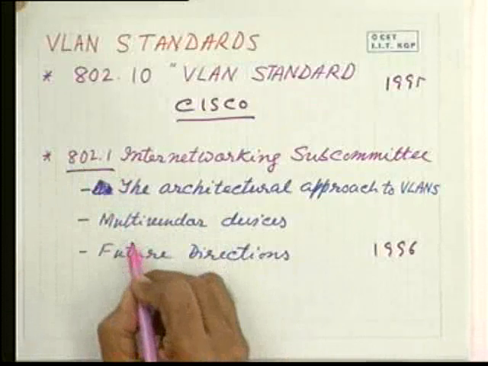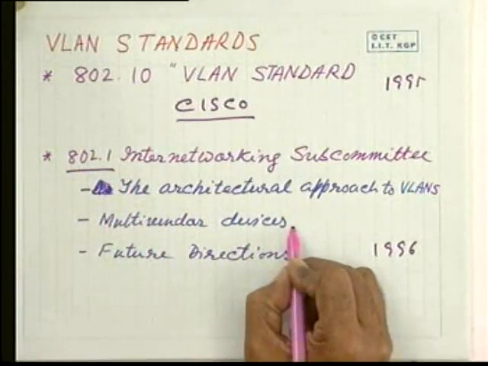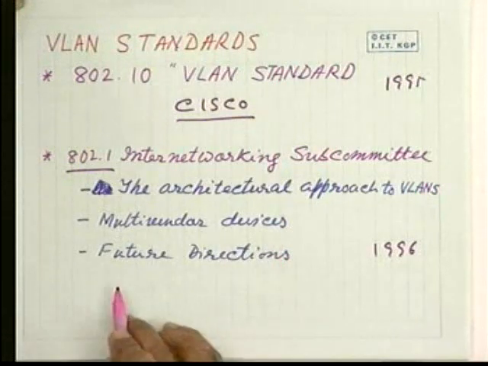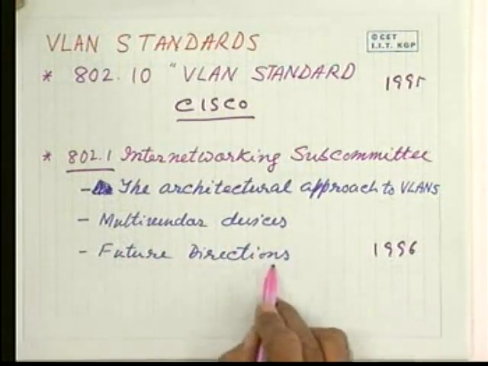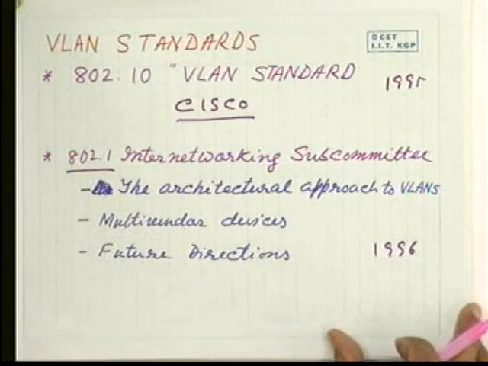Normally, because of the non-availability of a VLAN standard, it was very difficult to implement VLAN, particularly when you are working in a multi-vendor environment. You have computers from different companies, switches from different vendors. In such situations, in the absence of a standard, it is very difficult to implement. So in this particular standard, multi-vendor devices were given a very important focus. Then it suggested future directions. VLAN is emerging, and obviously it cannot be completely defined at this stage. So it gives future directions for subsequent development of the VLAN standard.